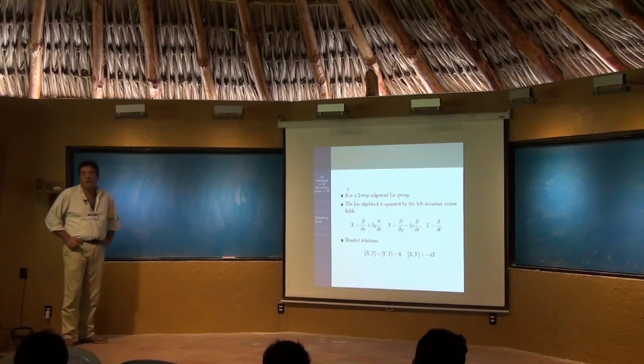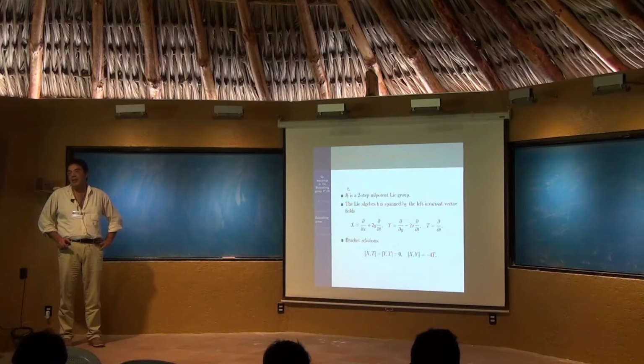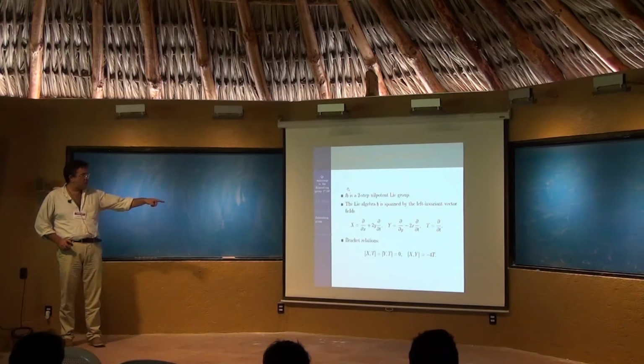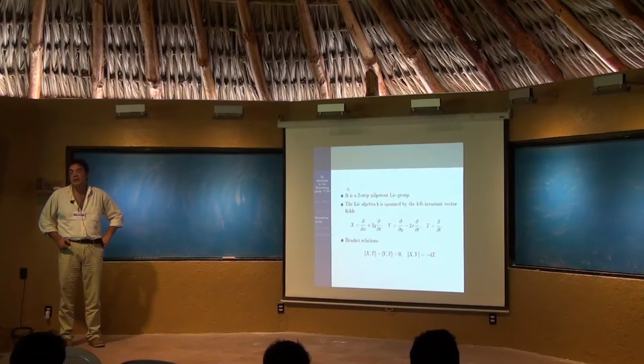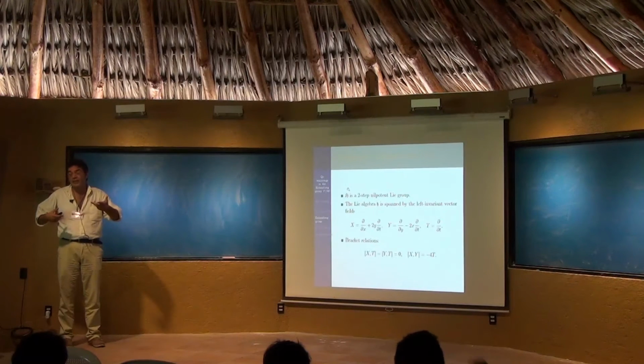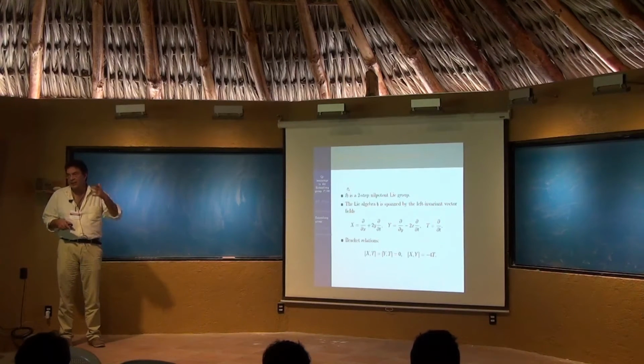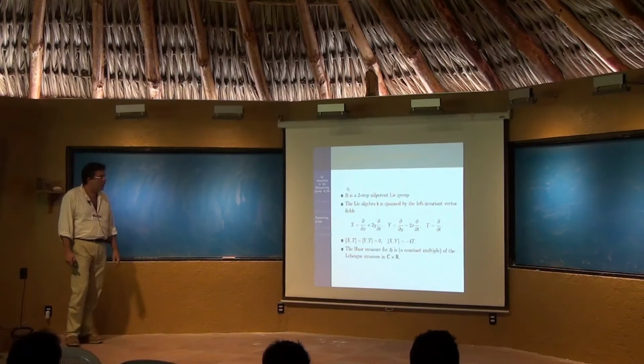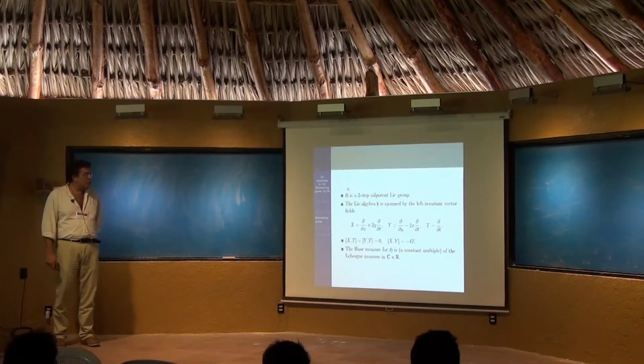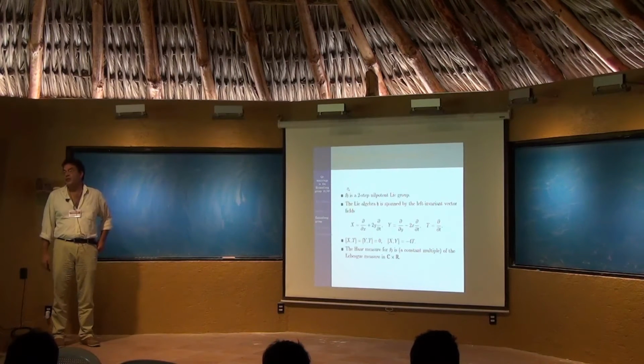And now we have the famous bracket relations, first written by Heisenberg himself. So [X,T] and [Y,T] are 0, but [X,Y] is minus 4T. That simply tells us that the distribution obtained by X and Y is not integrable. It's what we call entirely non-integrable. It is the prototype of sub-Riemannian geometry. The Haar measure of the nilpotent group is just a constant multiple of the Lebesgue measure in C times R.